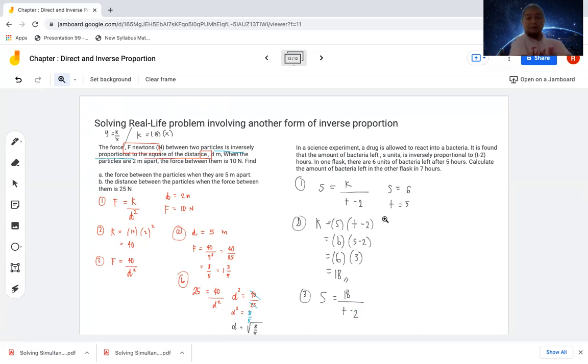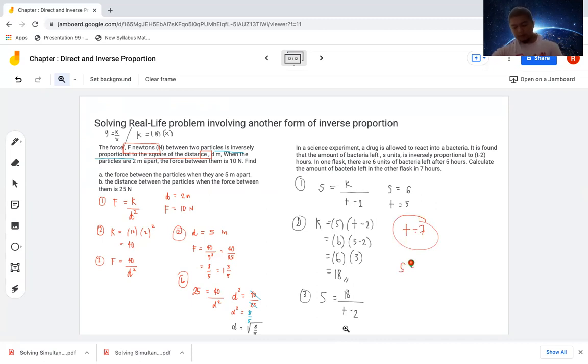All right. So now, after finding the equation, what you need to do next is to just substitute the value that is given in the question. The question is asking for the amount of bacteria, which means that we are asked to solve for the value of S. And since it says that the time in hours is equivalent to 7, this is the value that has to be substituted for the T in the given equation. So let me solve it here.